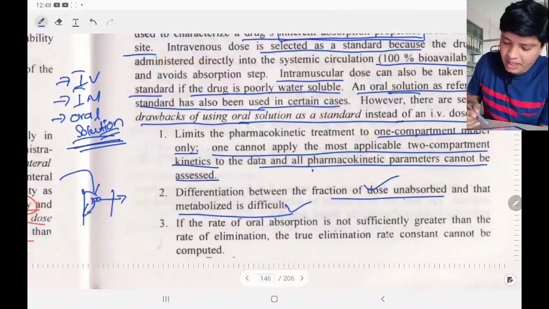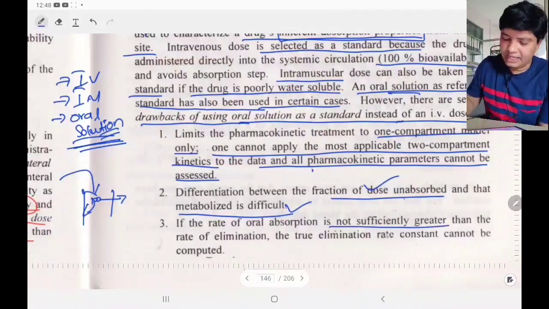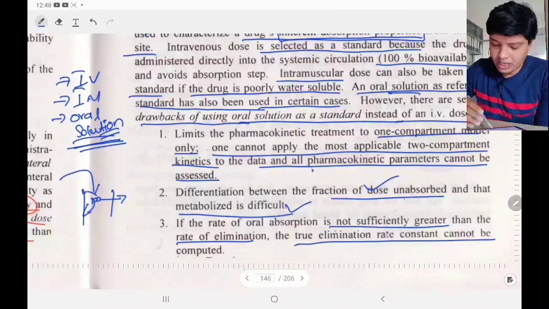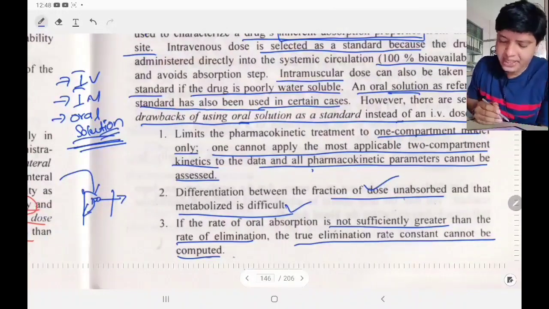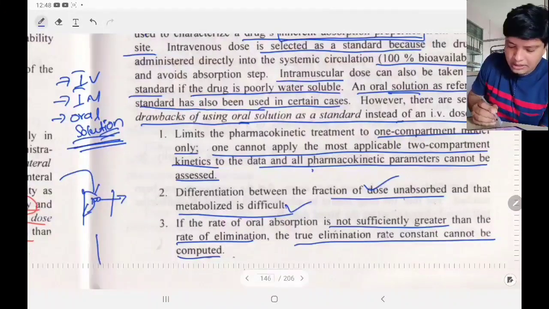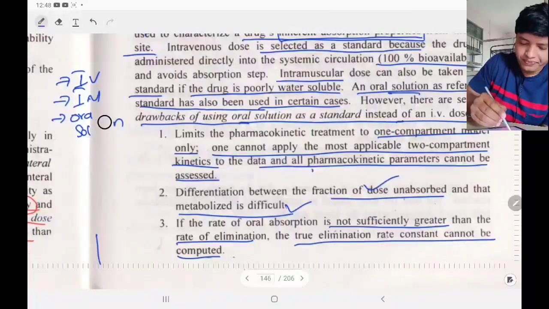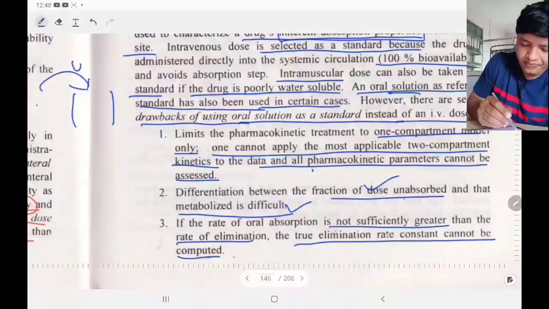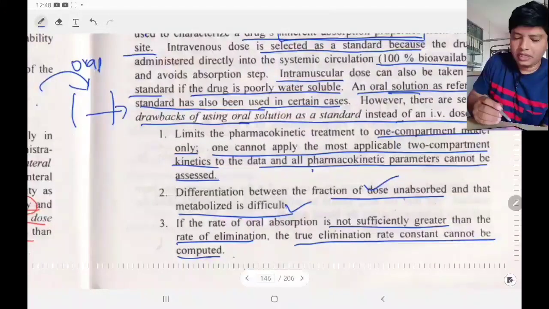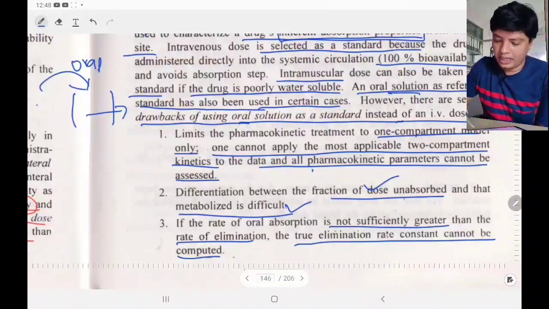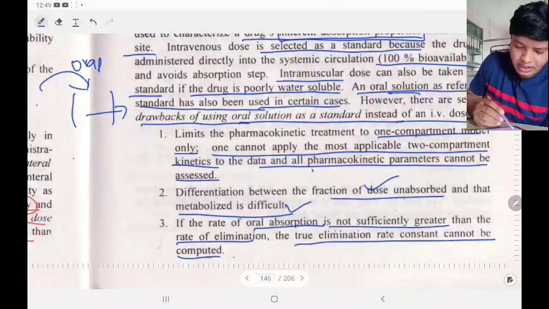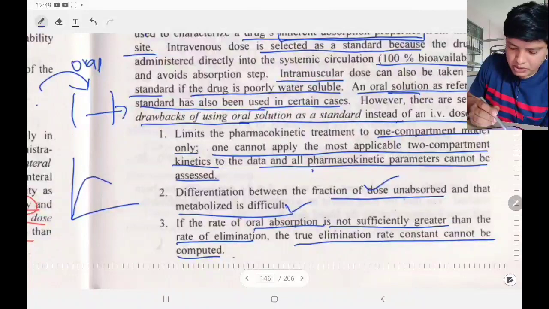Then we have, if the rate of oral absorption is not sufficiently greater than the rate of elimination, the true elimination rate constant cannot be computed. So what this point is saying is, let us say I have given the drug orally, the drug will absorb. See here, the rate of absorption is not greater than the rate of elimination. Generally what happens is, slowly the drug will absorb and slowly it will get eliminated.